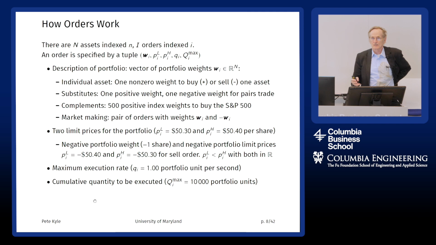Now I'll repeat what I said earlier, that if you want to sell a stock, the portfolio weight W is just negative, but you're still buying the portfolio. And if it's a pairs trade, one weight's positive and one weight's negative, you're buying the portfolio. Okay, so these two limit prices, we call them PH and PL.